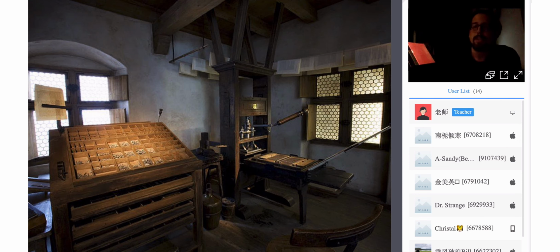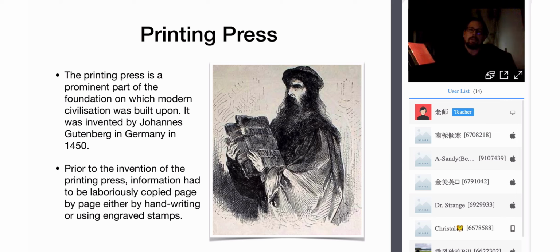Next one is the printing press. So here we see a hand-powered mechanical machine, the printing press. On one table you have some stamps, or engraved letters, and those would be placed on a plate, and then you turn a crank and you dip the stamps into some ink, and you stamp the inked stamps onto a page, and you have a book. So the printing press is a prominent part of the foundation on which modern civilization was built.